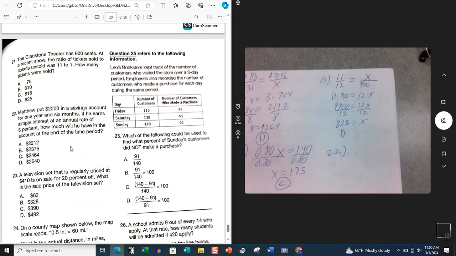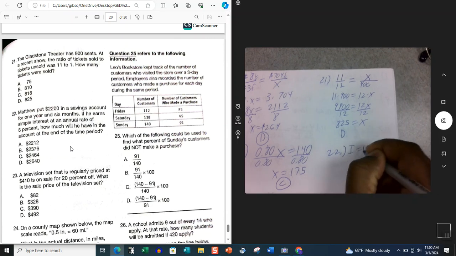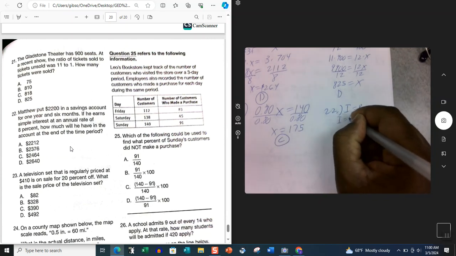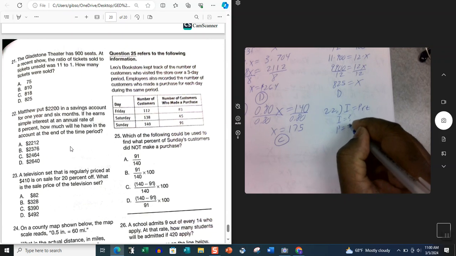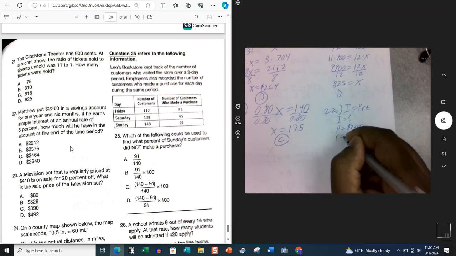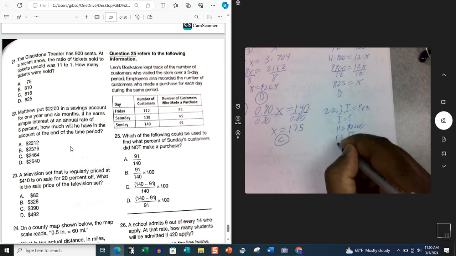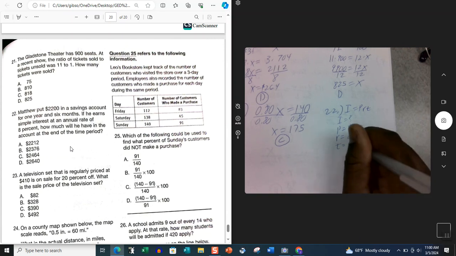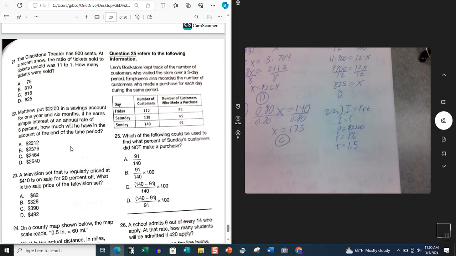Okay, problem 22. Matthew put 2,200 in a savings account for 1 year and 6 months. If he earns simple interest at an annual rate of 8%, how much would he have in the account at the end of the time period? So remember, interest is equal to principal times rate times time. So we don't know what our interest is. Our principal is given to us as $2,200. The rate is 8%. And the time we're told is 1 year and 6 months, which we know is 1.5 years.